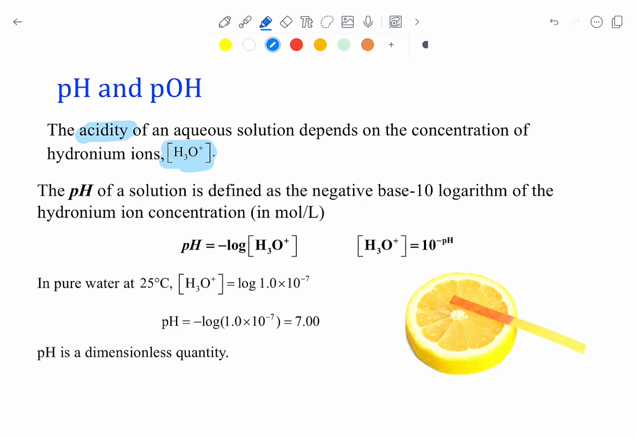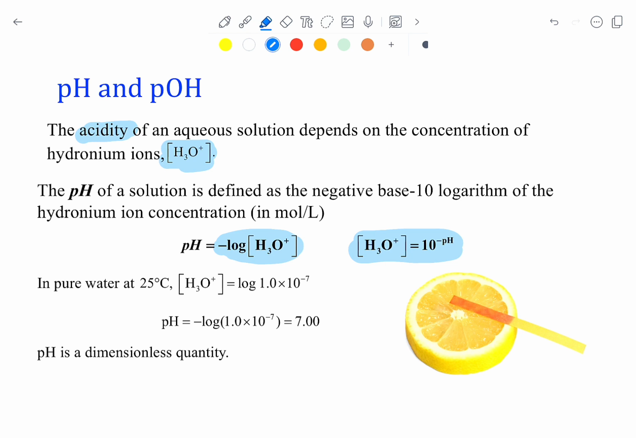So we can define that through two different equations. If we want to find the pH of a solution, we take the negative log of the H3O plus concentration. So if we know the H3O plus concentration, we can find the pH. If we know the pH of a solution and we want to find the H3O plus concentration, then all we have to do is do 10 raised to the negative pH value.